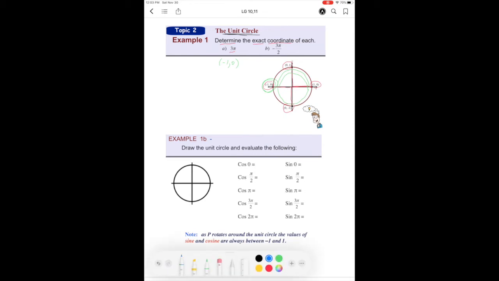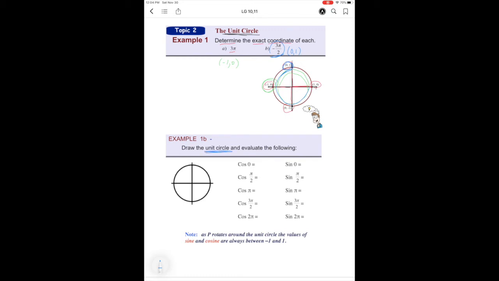Okay, so this next one, we have negative 3 pi over 2. So now we're going in the opposite direction. So we're going negative pi over 2, negative 2 pi over 2, negative 3 pi over 2. So now we're right here. So the coordinate for that one is 0, comma 1.